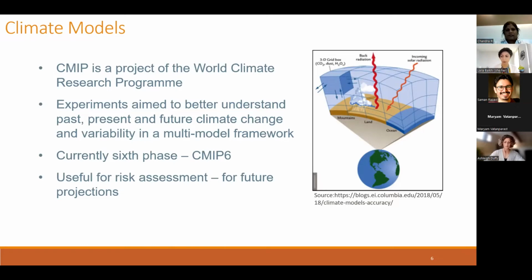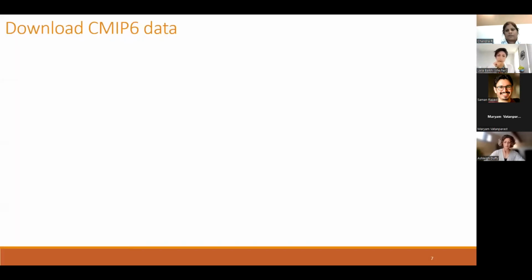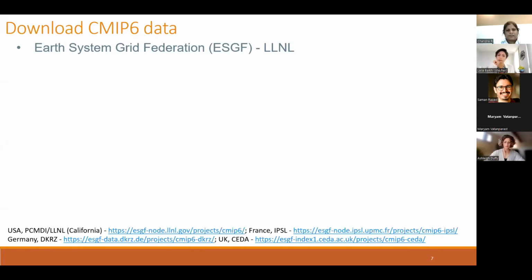So I'll start with how we download the CMIP data. The first one I'm showing is the Earth System Grid Federation, or ESGF in short form. There are four ESGF portals. Today I'm showing the one at LLNL, which is the Lawrence Livermore National Laboratory in the USA, but there are also other ESGF nodes available at IPSL, CEDA, and DKRZ.